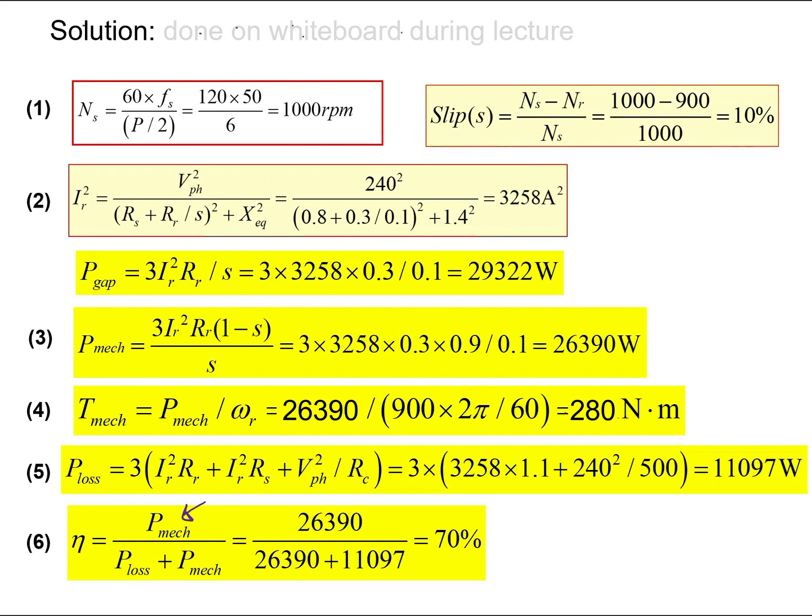So again, getting back to the efficiency, it is the mechanical output power divided by the summation of the mechanical power and the power losses. Again, putting the numbers that we have calculated over here, we will get the efficiency to be 70%. And we can say that the efficiency of this motor is 70%.